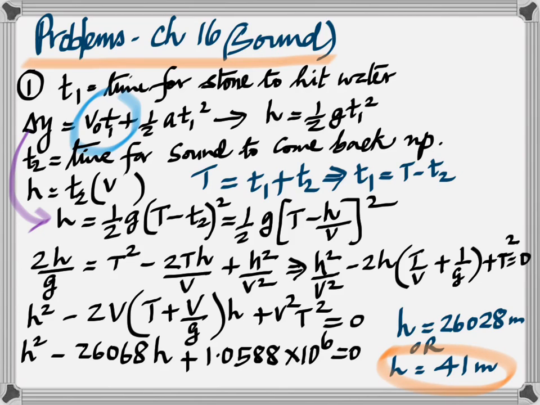I'd solve it to get 2 answers, because a quadratic has 2 answers. One is 26,028 meter and the other one is 41 meter. Which one would you pick? Okay, 41 meter, of course. That is how you get that.